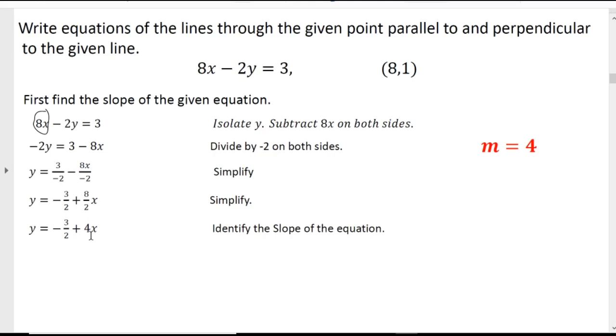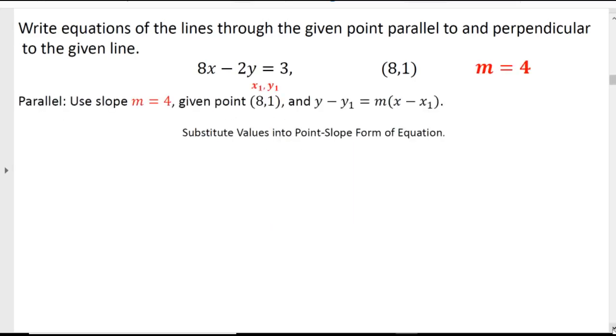Once we have our equation in slope-intercept form, we would like to find out what the slope is. In this case, our slope is going to be 4. So the equation has a slope of 4. For parallel lines, we know that parallel lines have the same slope. So we are going to use the same slope of 4 and the point that they give us, (8, 1).